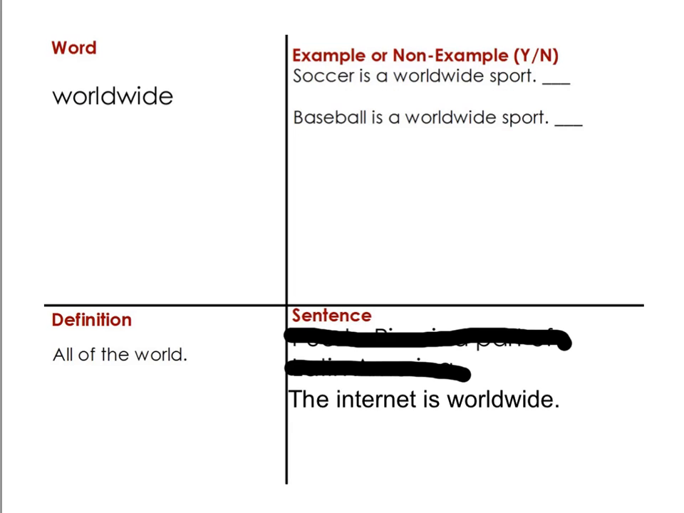All right, I made a little problem with this one, but I fixed it. Let's read this one together. The word is worldwide. I read, then you read. Worldwide. Let's read the definition. All of the world. Let's read the sentence. The internet is worldwide. You do the example or non-example.